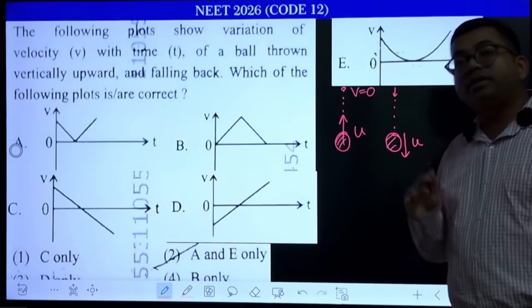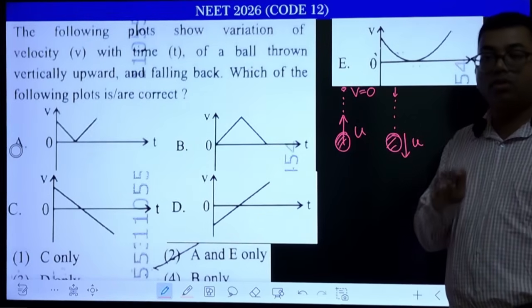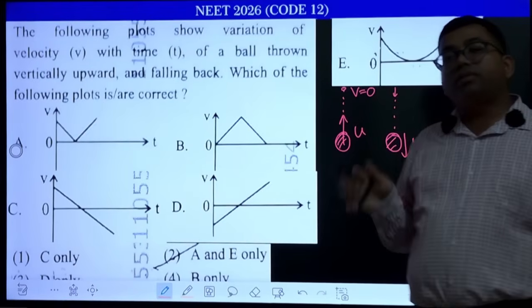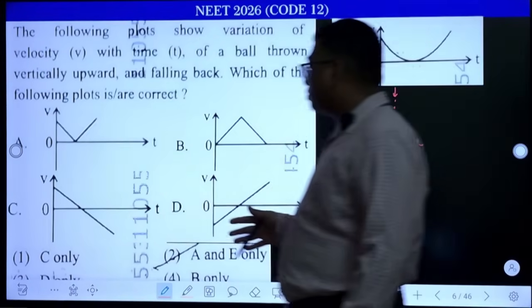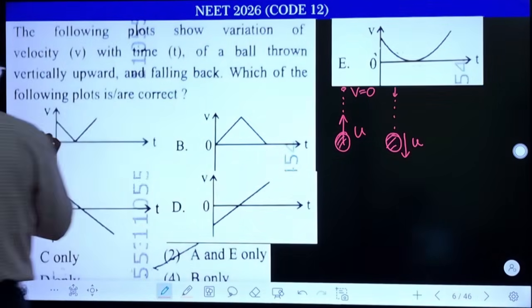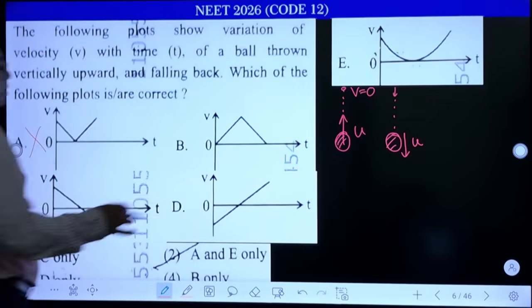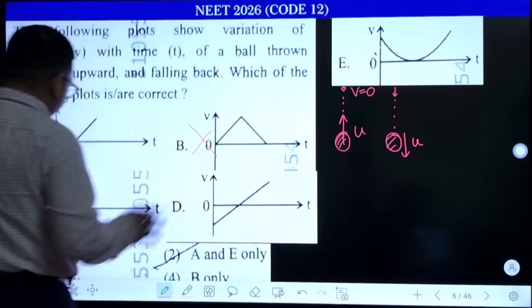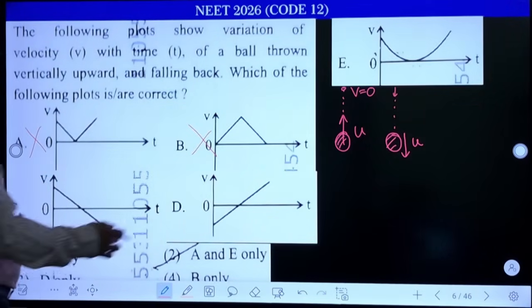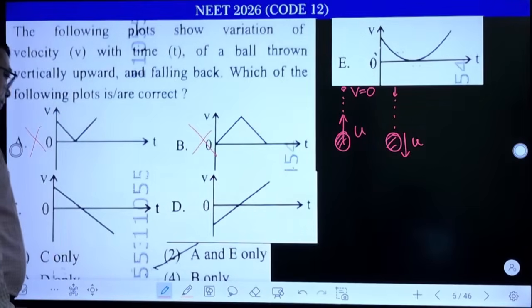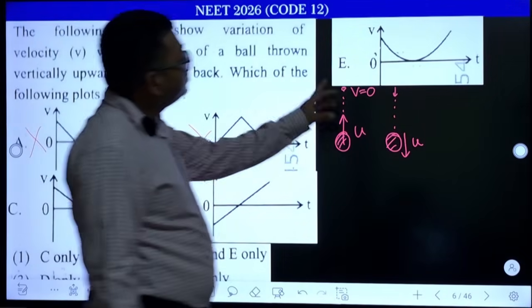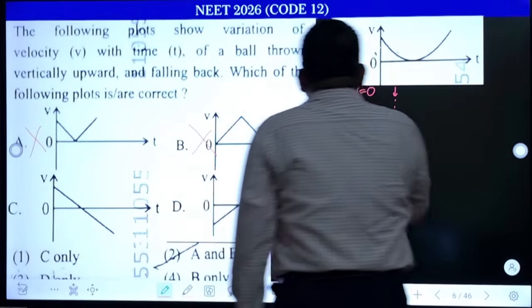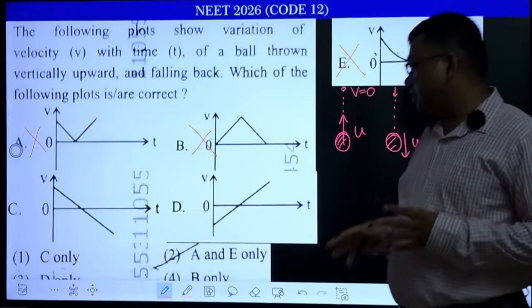So during the entire motion, acceleration is constant. Constant means the v-t graph must be just a single straight line, it cannot be anything else. So from here we can definitely reject this. It is not a single straight line. This is also not a single straight line. This is a single straight line. This is a single straight line, right? What else? These two are single. This is definitely not possible. So we have two things, C and D.